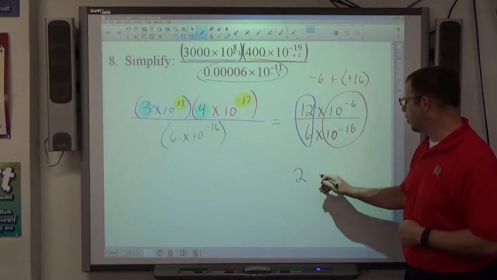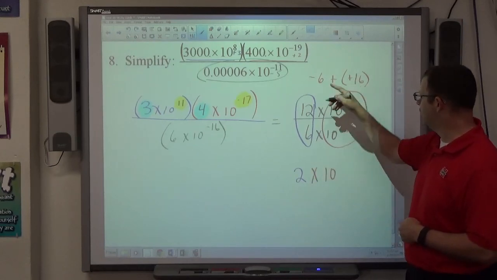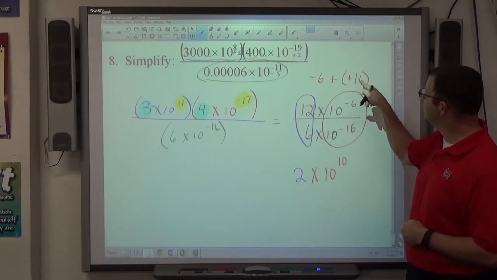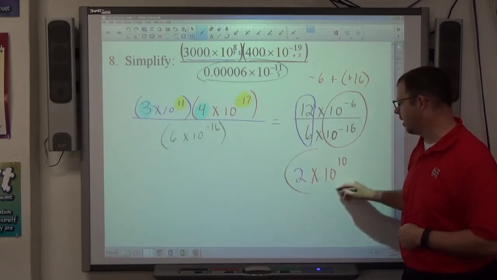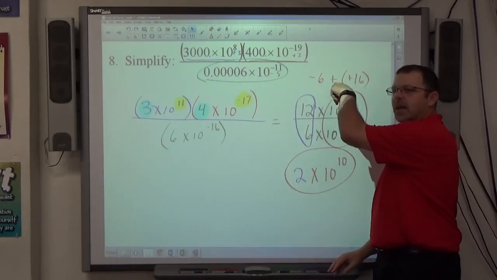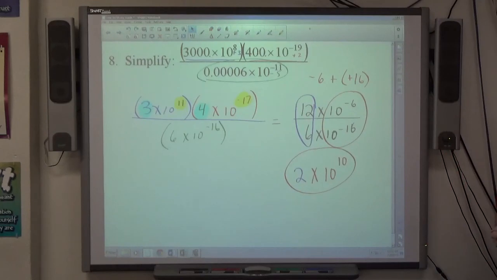The signs are opposite, so I actually do subtract. 16 minus 6 equals 10. This 16 is positive, which is bigger, so it's positive 10. If you write that down on your paper, the chance of getting it right has increased hundreds of times. So be careful that you actually do that and get the right answer that way.